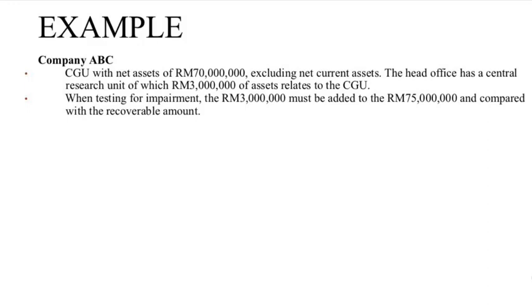For example, company ABC has a CGU with net assets of 70 million excluding net current assets. The head office has a central research unit of which 3 million of assets relates to the CGU. When testing for impairment, the 3 million must be added to the 75 million and compared with the recoverable amount.